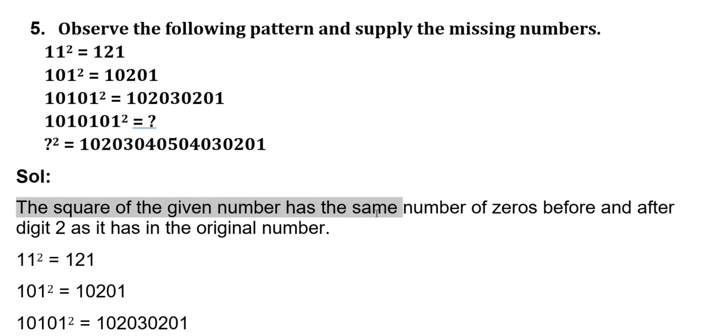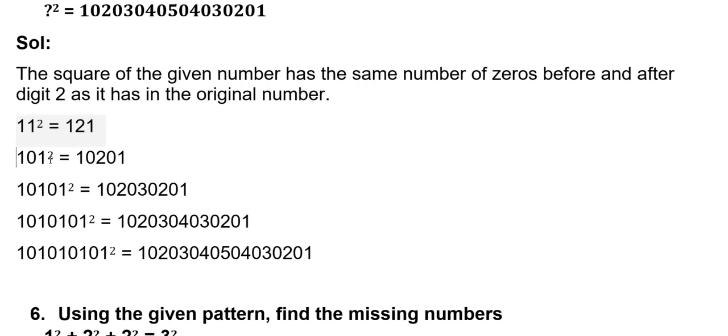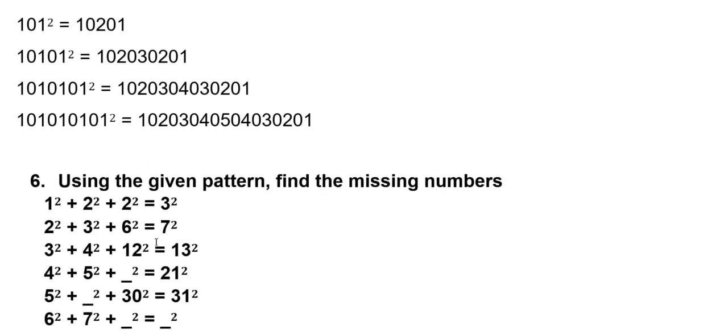Solution: the square of the given number has the same number of zeros before and after digit 2 as it has in the original number. So 11 square is equal to 121, 101 square is equal to 10,201, 10,101 square is equal to 10, 20, 30, 21. Again, 10,101 square is equal to 10, 20, 30, 40, 30, 20, and 1. Here the pattern is 10, 20, 30, 40, 50, and again 40, 30, 20, 1. So here 10 will be added each time. That's all. Okay, this is the pattern.